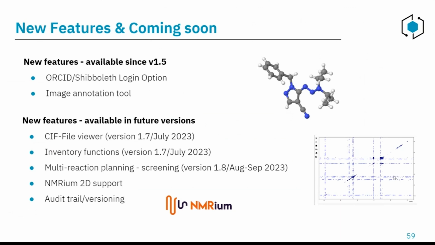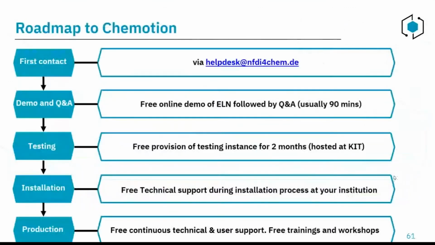New features that are coming soon: since 1.5, you can also log in via Shibboleth, right? So your university credential management system. An image annotation tool is available. Things that are in the pipeline are, as I mentioned, the audit trail. You'll be able to view CIF files. The inventory functions will be there. Multi-reaction planning, that's what I alluded to with the screening aspect of things, and then the NMR and 2D support.